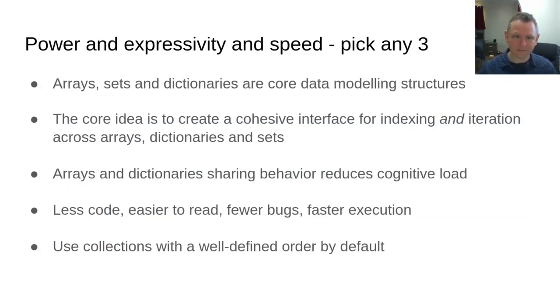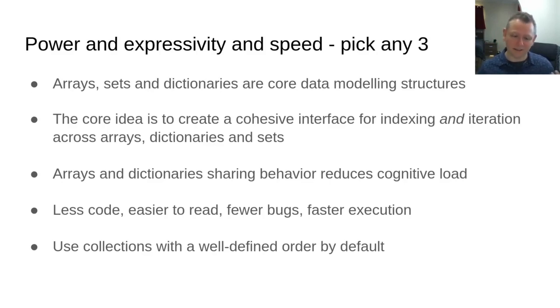Okay. So if you're doing data modeling, you're picking up a new problem and you want to model your data, you're always going to use arrays, sets, and dictionaries. They're the core data modeling structures. You see them again and again in every programming language. That's what we use, you know, in our heads. It's what we use in our JSON and that kind of thing. Okay, so the idea here is to create a single interface which is cohesive across arrays, dictionaries, and sets.